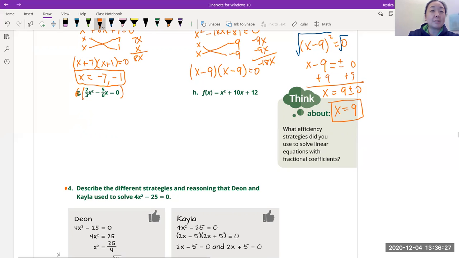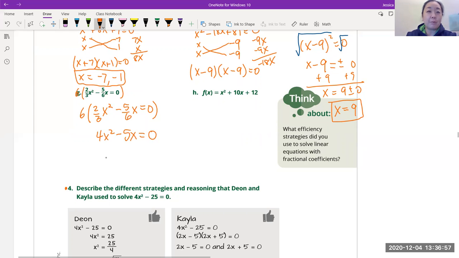So 6 times, I'll just rewrite that again. I'm going to do the fast version, and I'll do the slow version way. Okay, so I'm going to distribute this, and I like to divide first. So 6 divided by 3 is 2, and then 2 times 2 is 4. So there's 4x squared. And 6 divided by 6 is 1, and 1 times 5 is 5. So it's minus 5x is equal to 6 times 0, which is 0. See how 0 is so awesome?